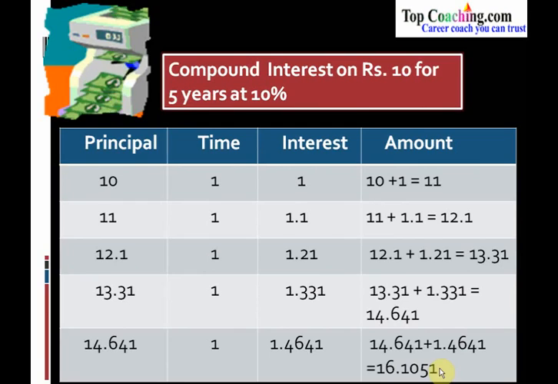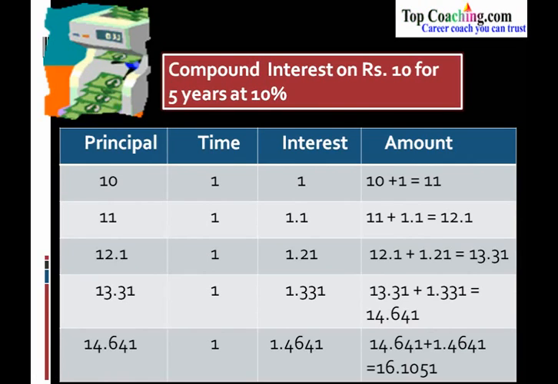Thus, we see that in the case of simple interest, the total amount generated after 5 years is equal to 15 rupees. But in this very case, the amount is equal to 16.1051 rupees. So here you see the difference. The compound interest is always greater than the simple interest.